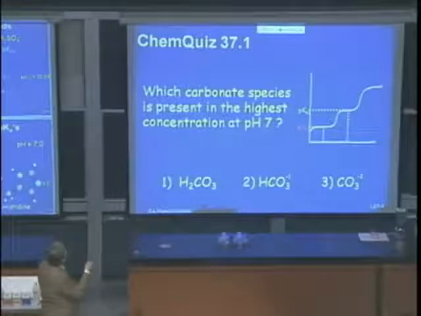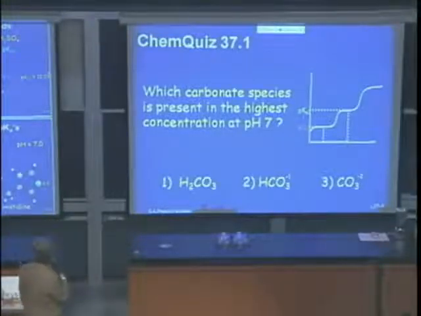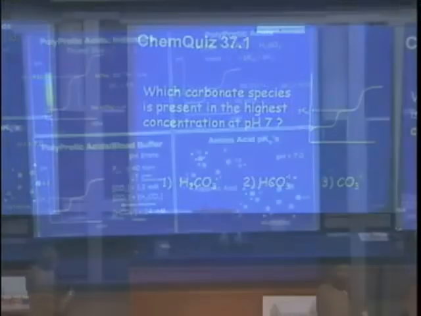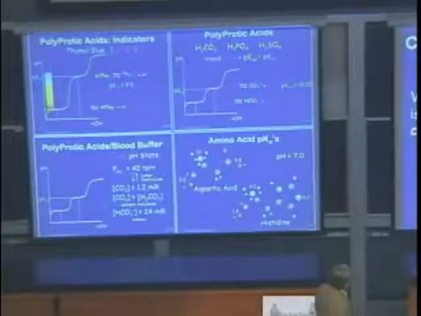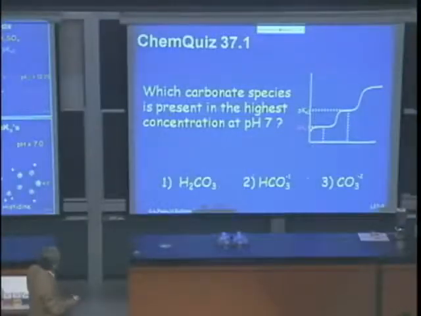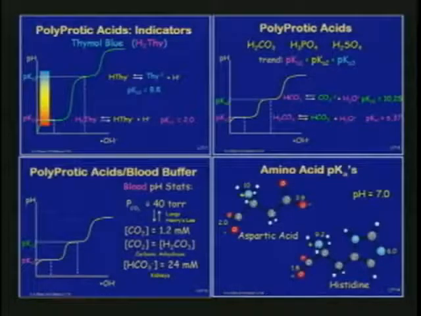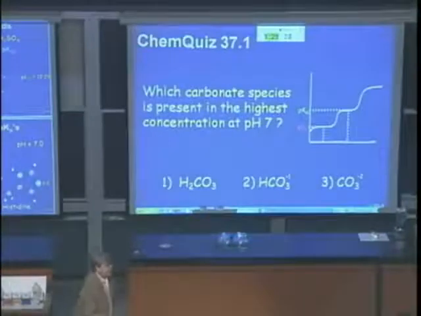Okay, what was that number? That number was 10.25, and the other one was 6.37, all right? So which carbonate species is present at the highest concentration at pH 7? This one, A or 1, or this one, B or C? Why don't you give me your answer, please? That should be easy. You nearly gave me a heart attack here with your pKa.